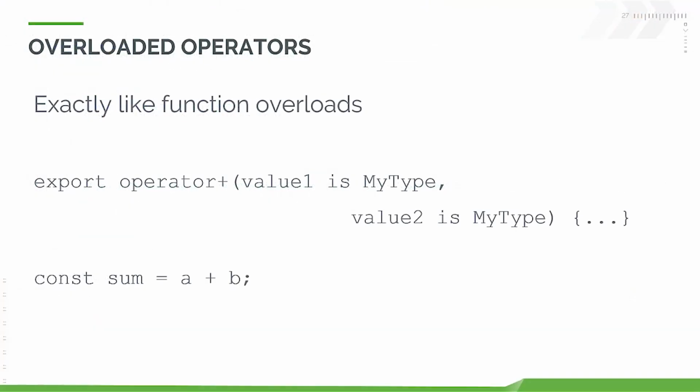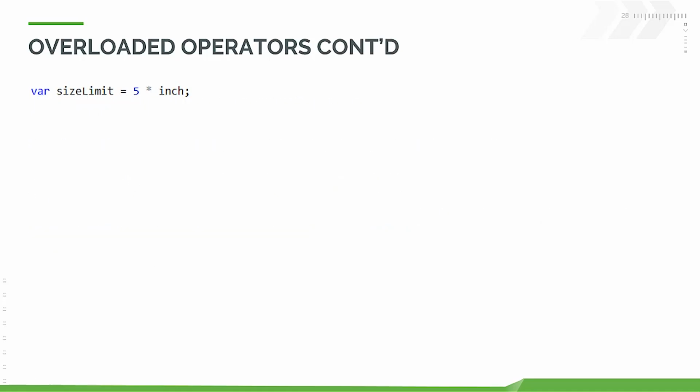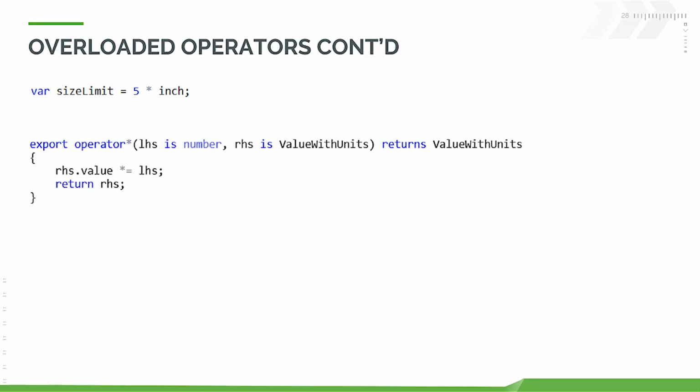You can also overload operators. An example of this in the Q custom feature is the size limit. When you multiply a number by a unit of measure, there is an overload on the operator for multiplication that automatically returns a value with units type.